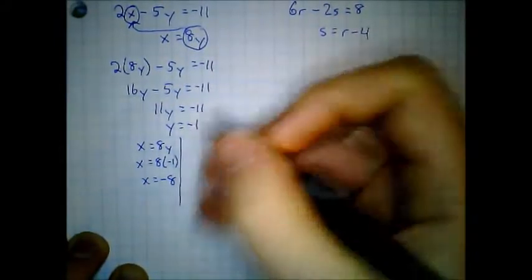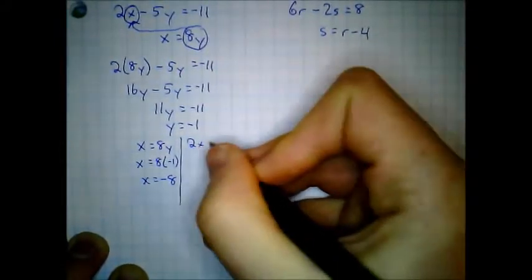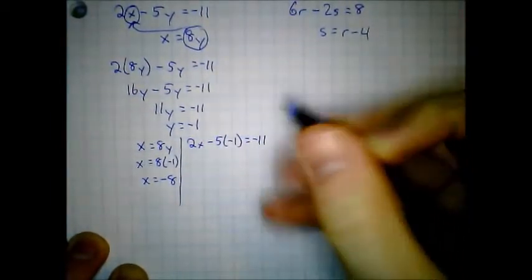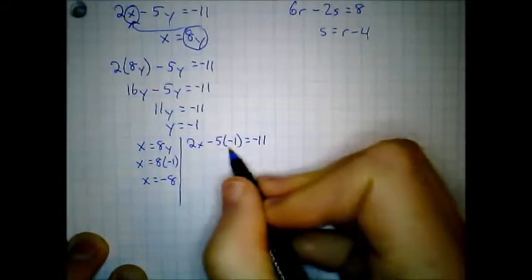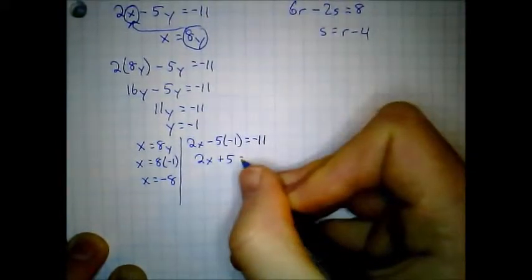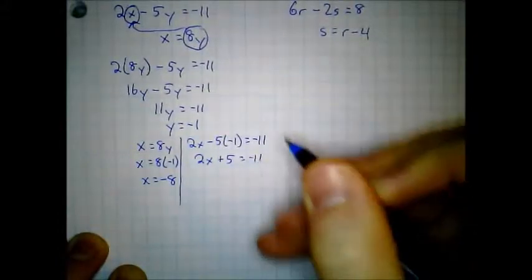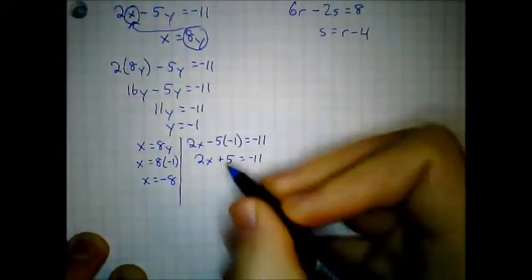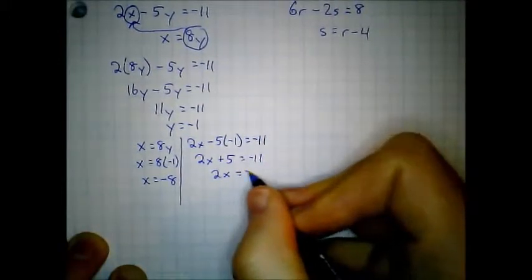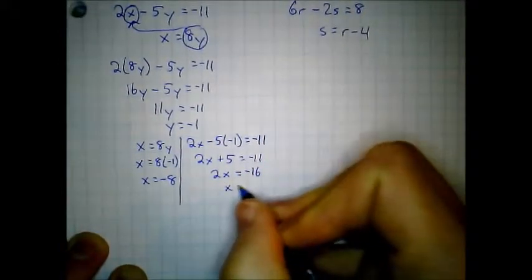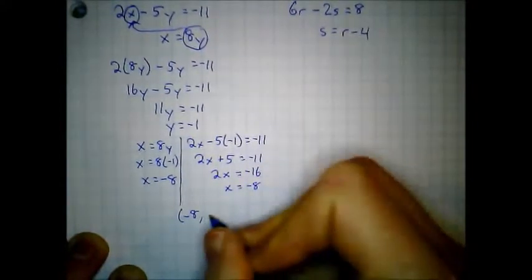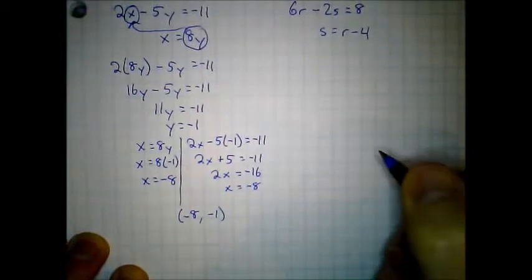So I'm going to double check with my first equation. So I have 2x minus 5 times negative 1 equals negative 11. Okay, negative 5 times negative 1 is positive 5, so this is going to be 2x plus 5 equals negative 11. I'm going to subtract 5 from both sides, or add negative 5 to both sides, get rid of the positive 5. So I have 2x equals negative 16. Divide by 2, get x equals negative 8. I'm happy because those are the same, so these two lines will intersect at the point negative 8, negative 1.